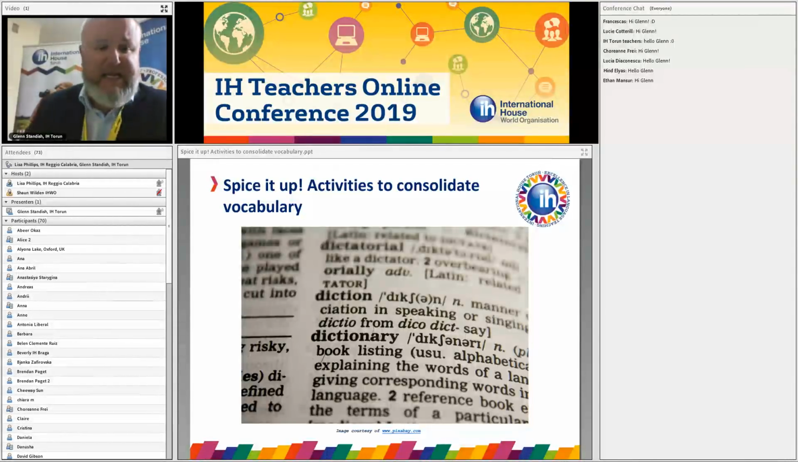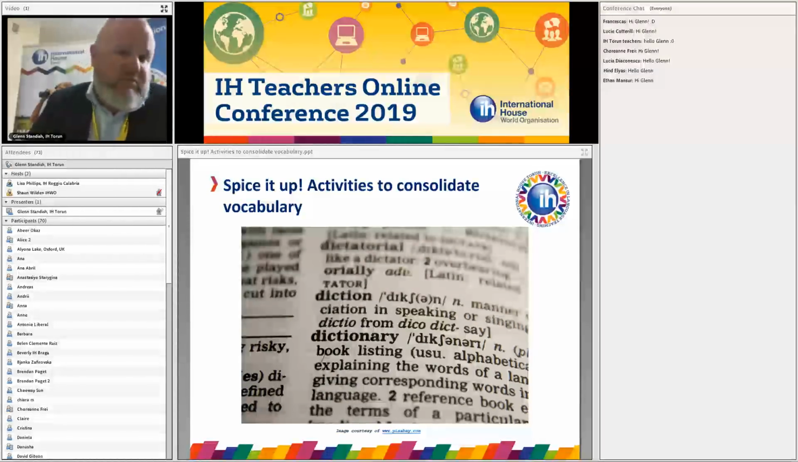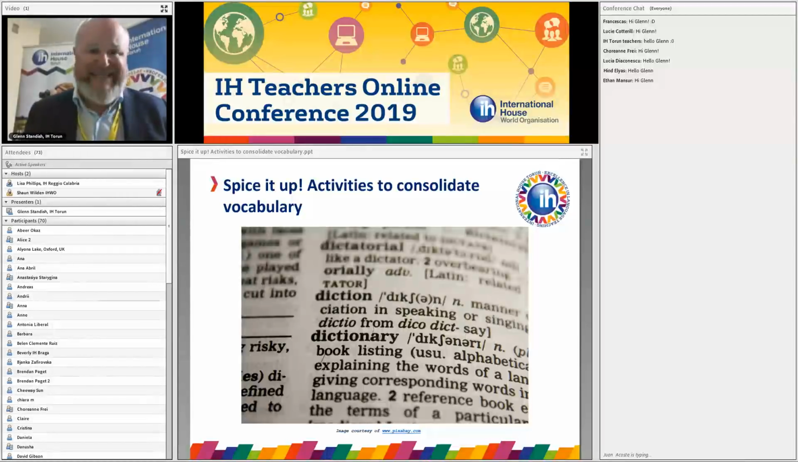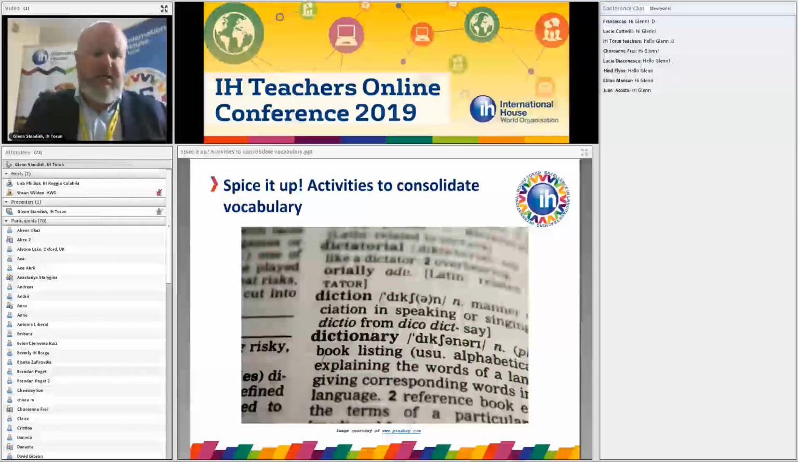It doesn't really sink in. And of course, we do need to consolidate vocabulary and language with our students, or they are not going to remember. And when I say students, I'm talking about all students, young learners and teenagers and adults as well.